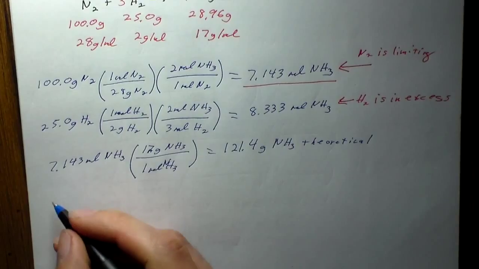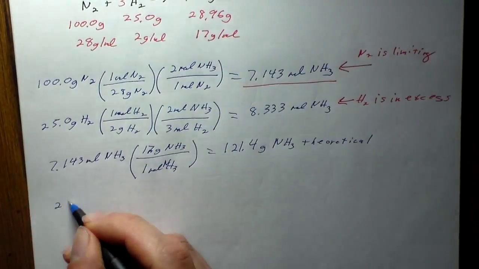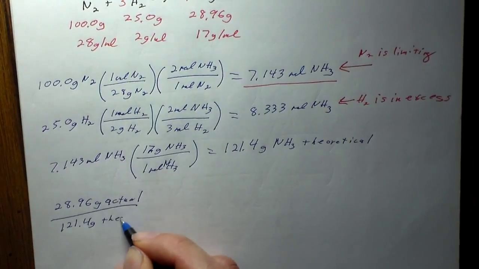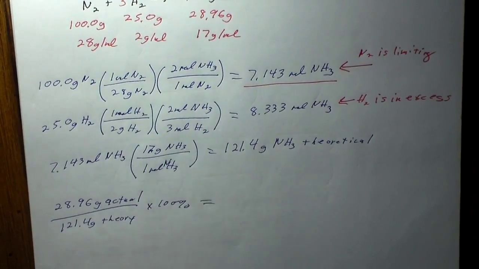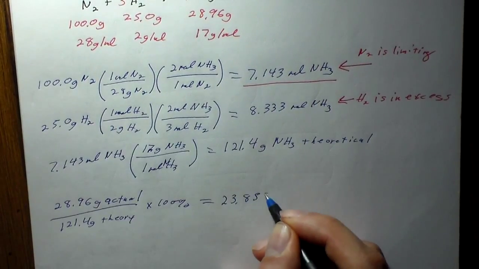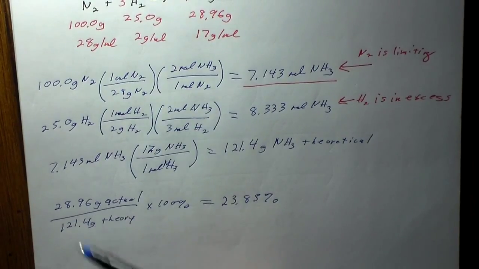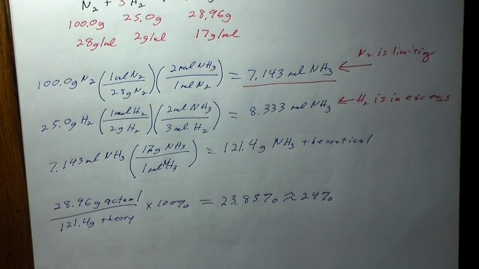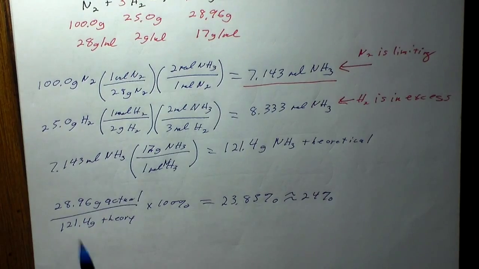So right here, that's going to be 28.96 grams actual over 121.4 grams theory, and then multiply by your 100%. You need to remember to put that in there, and this gives us 23.85%. Technically that would be correct to the correct number of sig figs, but when we're dealing with percent yields, if you happen to put it here as 24%, that would still be fine, because sometimes when you're dealing with these yields, there's other errors that creep in, and it's not really accurate to stick that many sig figs on these things. So we got about a 24% yield, which is fine.